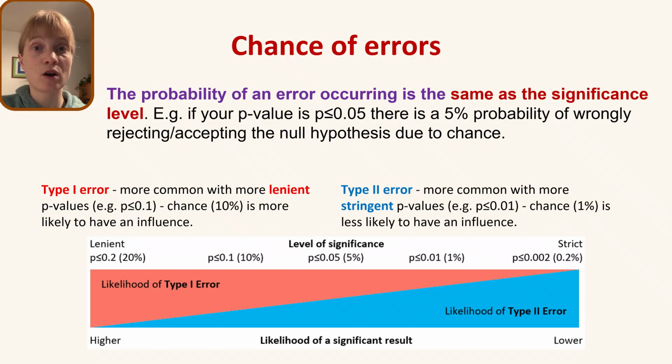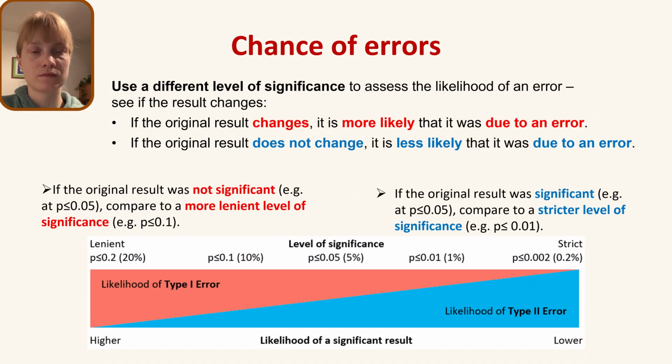Type 2 errors become more likely with stricter significance levels, such as p ≤ 0.01, because it becomes harder to find significance even when a real effect exists. So, choosing a significance level is always a balance between being too lenient and too strict. This means that the likelihood of an error can be explored by changing the significance level and checking whether the result still holds or whether it changes.